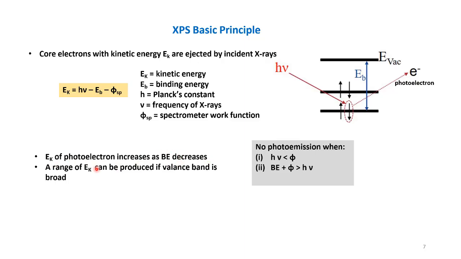A range of kinetic energy can be produced if the valence band is broad, so it depends on the material also. If the valence band is broad, a very wide range of kinetic energy can be produced. If h nu is less than the spectrometer work function, there will be no photo emission. And if the binding energy plus the spectrometer work function is more than h nu, then also there will be no photo emission.